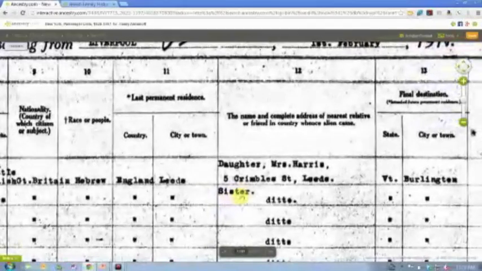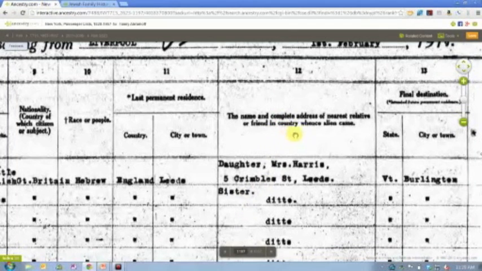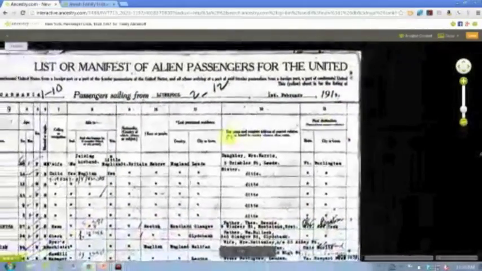Those are some of the clues you're looking for. Now, this last column on this page, or this large column on this page, is the name and complete address of the nearest relative or friend in the country where they just came from. Now, they just came from England, so she lists that her daughter, Mrs. Harris, is living at this address in Leeds. So now we know that she has another daughter that she actually left behind in England, and that is a married woman. So another clue to help to put the family together. Her final destination is listed here as Burlington, Vermont. Might not strike you as a large settlement for Jewish people, but that's where she's headed.